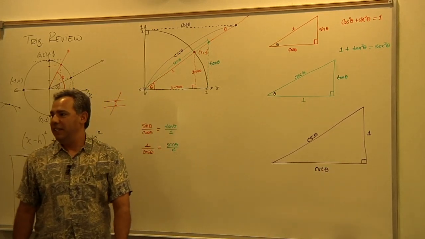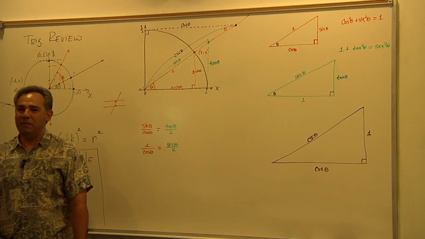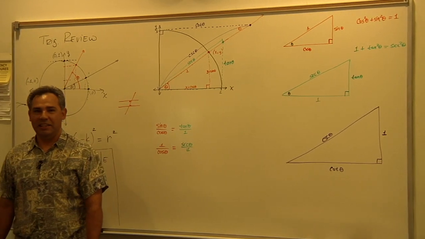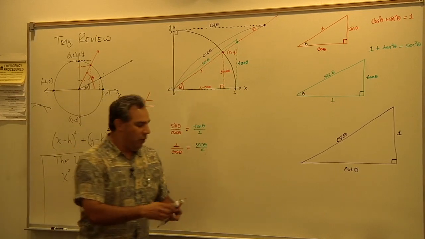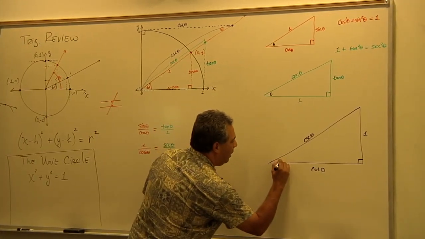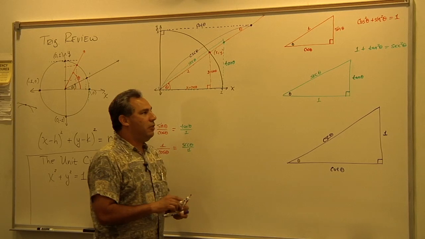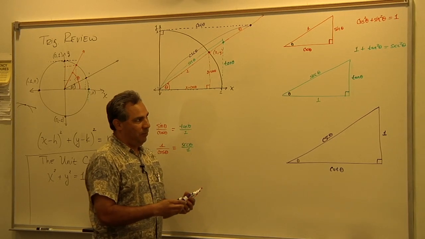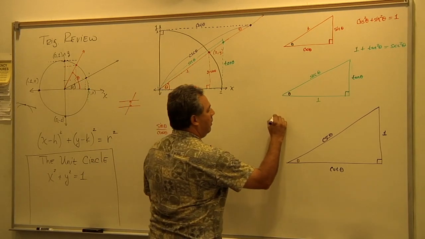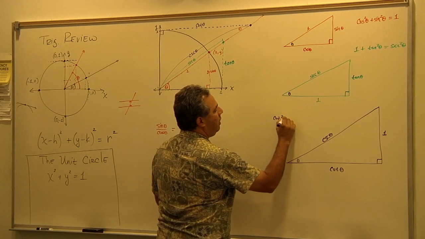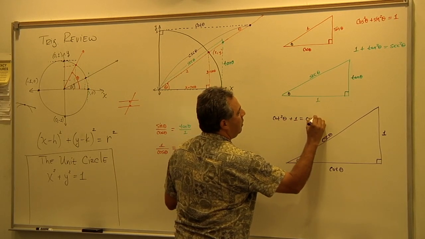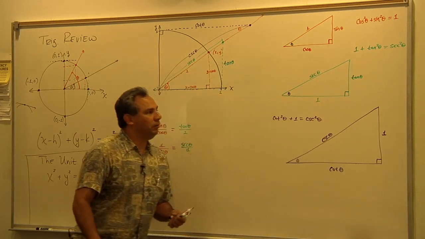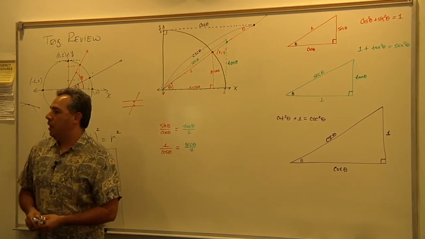All right. Now we're going to apply the Pythagorean identity. Don't forget theta was right here. If we apply the Pythagorean identity to that triangle, what do we get? Cotangent squared plus 1 equals cosecant squared. Cotangent squared theta plus 1 equals cosecant squared theta. There's your third Pythagorean identity, right?